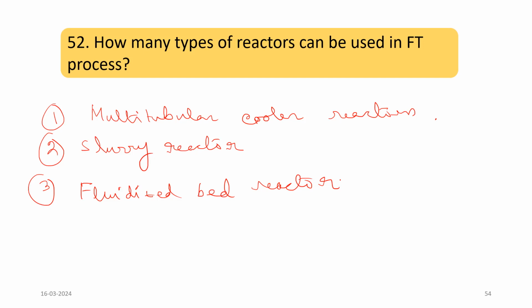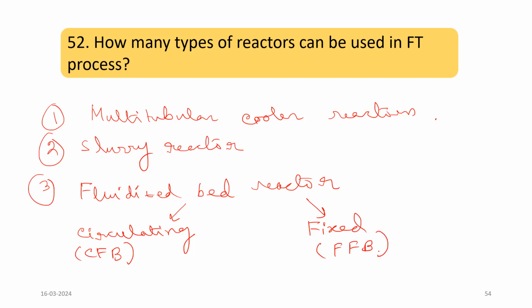There are two types of fluidized bed reactor. One is the circulating fluidized bed, that is CFB, and the other one is the fixed fluidized bed, that is FFB. So these are three types, or rather four types, of reactors used in the FT process.